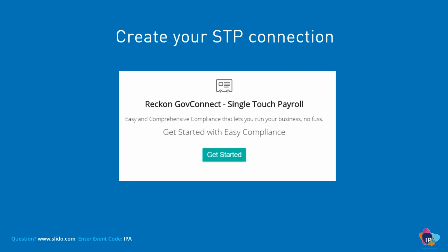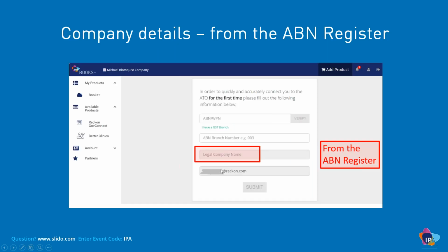So once your authentication is done, you'll be invited to get started to create the STP connection. So just click on Get Started. You'll be presented with a form for some company information, the ABN, the branch number if one is relevant, and the legal company name.